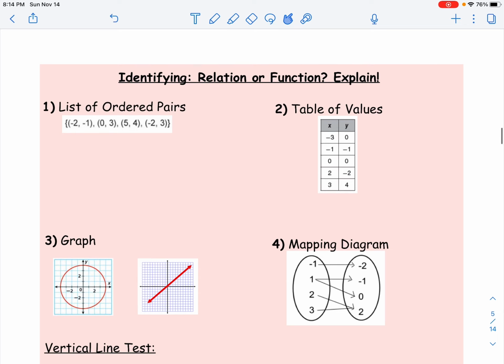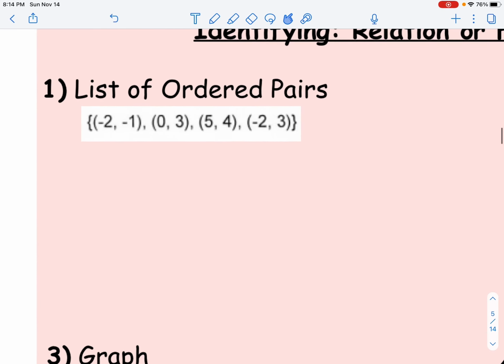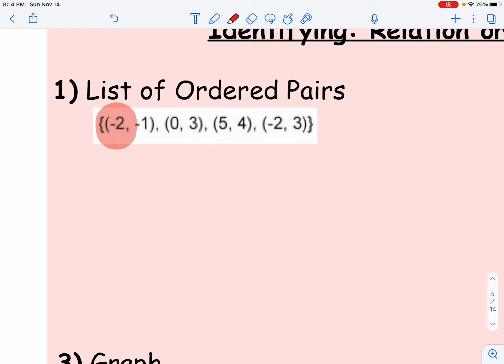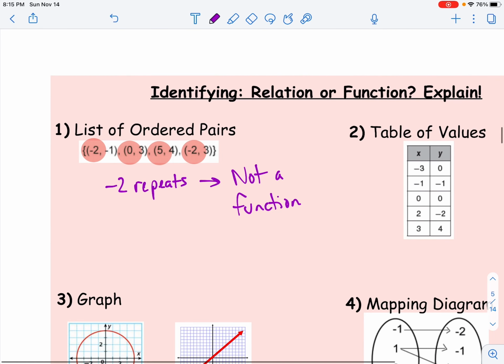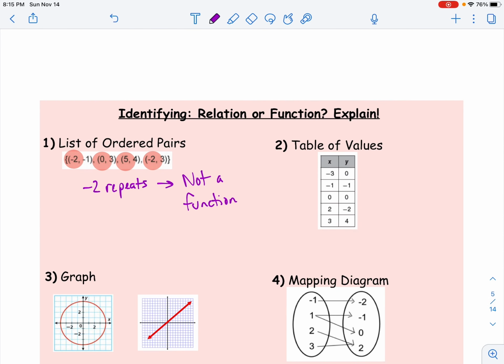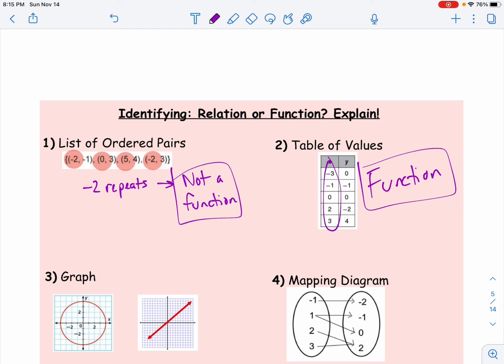So is it a function? Yes or no? So basically just look at the x values. Look at all the x values. Do any of them repeat? -2, 0, 5, -2. Well, yeah, -2 repeats, right? So it's not a function. Okay? So anytime the x value repeats, it's not a function. Here, none of the x values repeat. So this one is a function. No x's repeat.